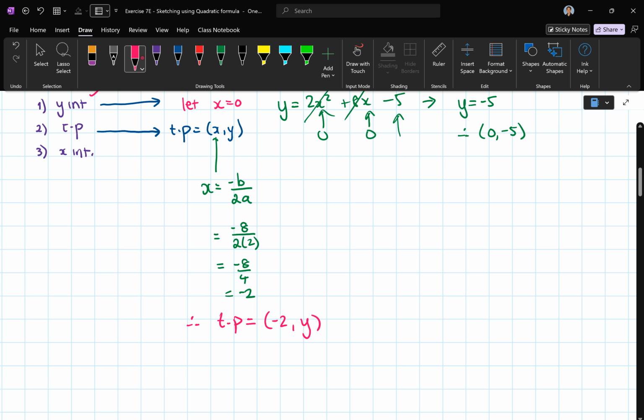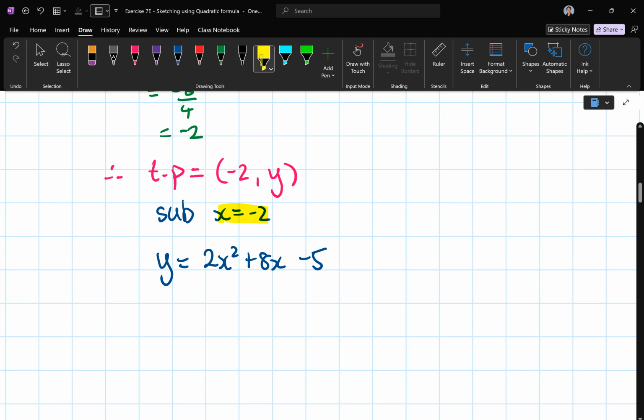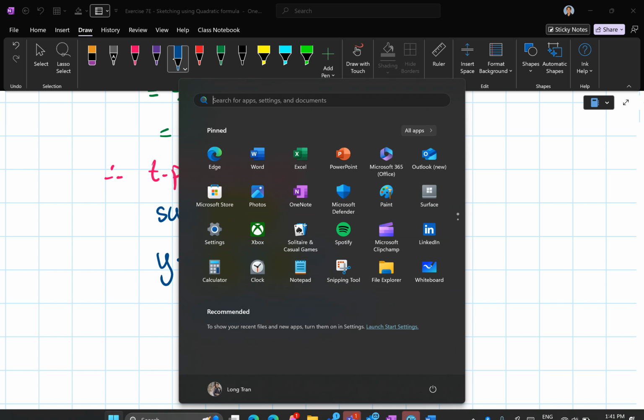And all I have to do now is substitute x equals negative 2 into the equation they gave you. The equation was y is equal to 2x squared plus 8x minus 5, right? So you're just going to substitute negative 2 in. So x equals negative 2, sub it into x to find y. So it becomes 2 times negative 2 squared plus 8 times negative 2 minus 5. And note, you can do this on a calculator as well. I might as well just use a calculator since I'm here.